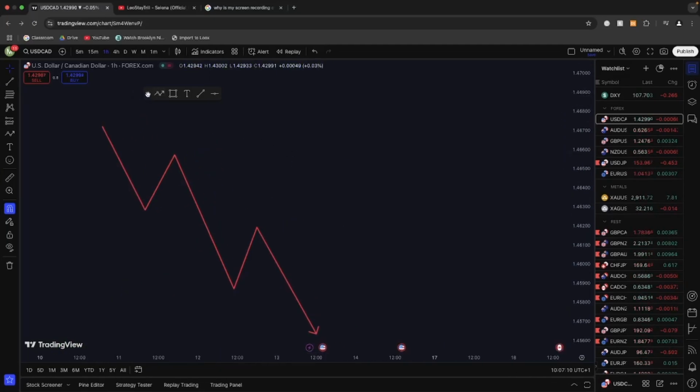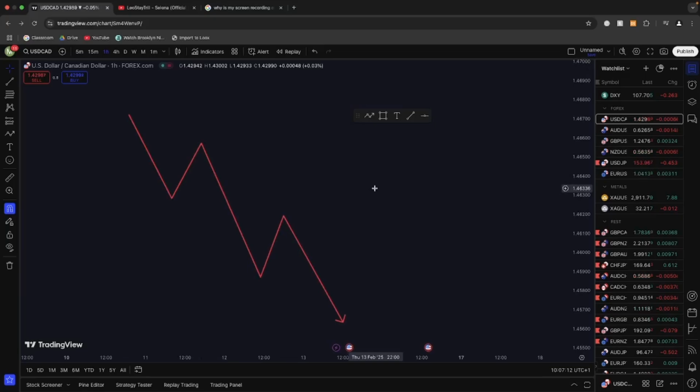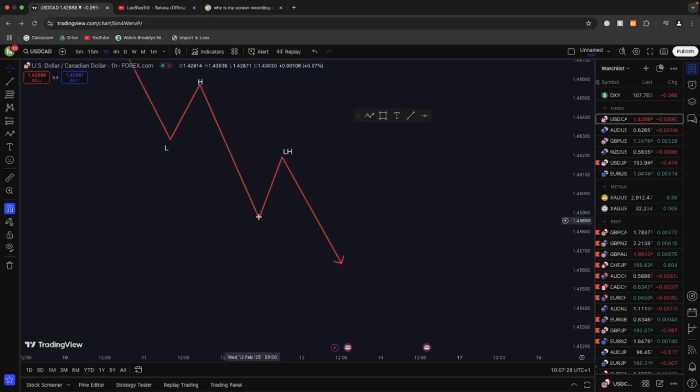Now, a downtrend is just the opposite of an uptrend. So here we have a high. Here we have a low. Here we have another high. But this high is lower than this high, so it becomes a lower high. Then here we have another low, and this low is lower than the previous low.